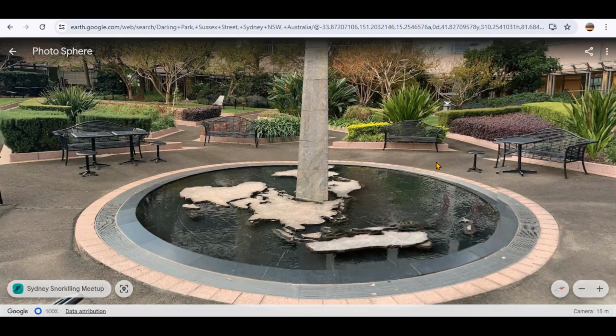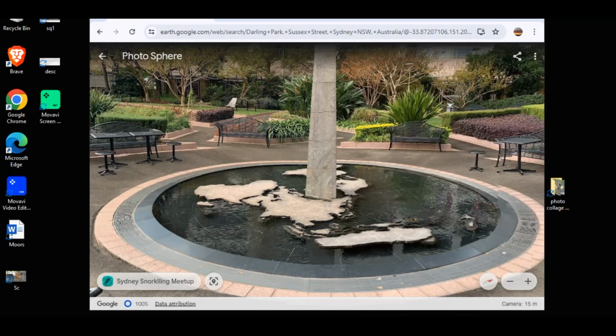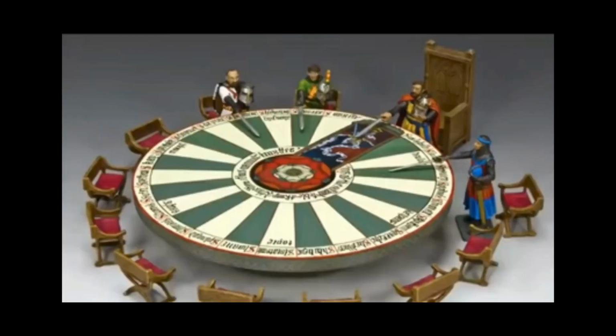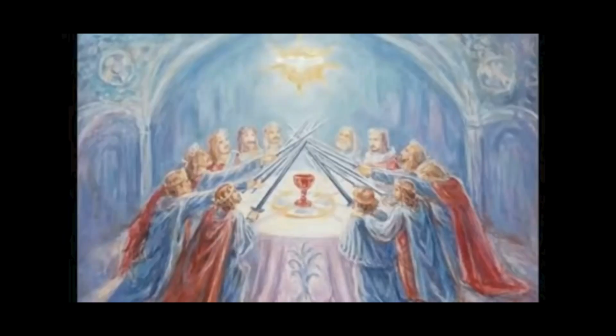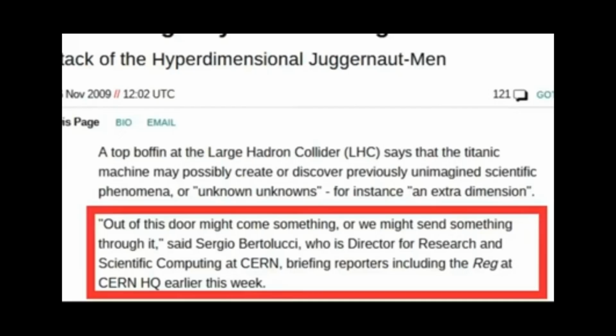But this is right in the middle of a major park, and the very first thing I showed you was information on who built it, how it got there, and there you go. UN logo to your left. Knights of the Round Table. Holy Grail. Everybody paying attention? That is the map that was used by the ancient explorers.